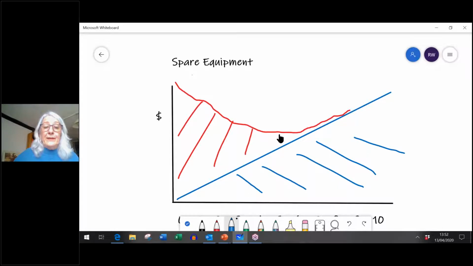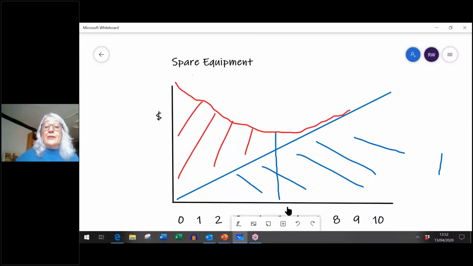Well, the answer is, taking account of my drawing, it looks as if the right answer is that I should have about, I can't actually see the answer from where I'm looking. The answer looks like I should have 5 spares. Okay, you get the idea.